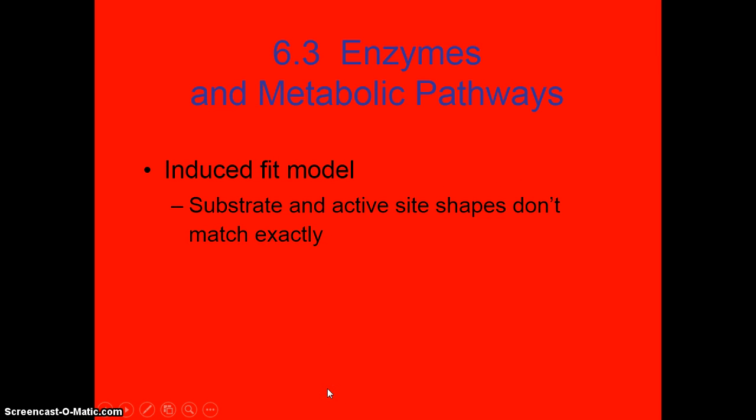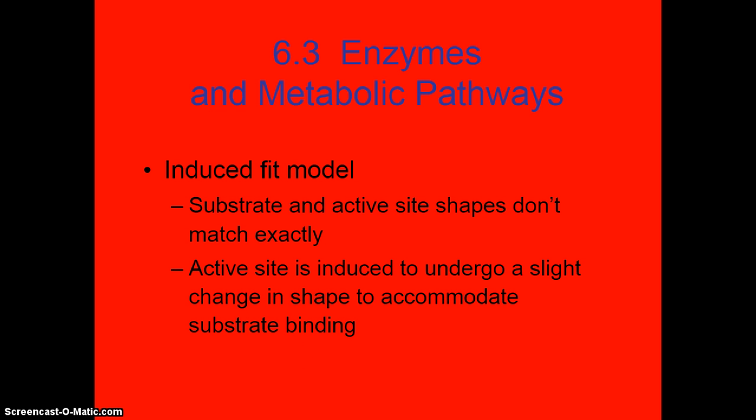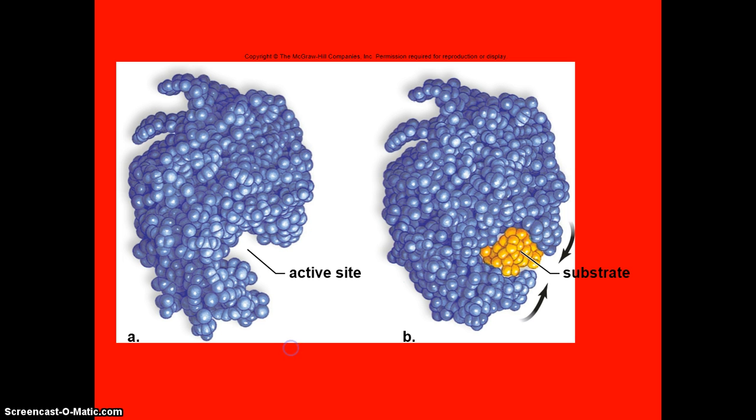There's a model called the induced fit model. There's a model called the lock and key model. The induced fit is the one that's more widely accepted right now. It says that the substrate and the active site shapes don't match exactly, but the active site is induced to undergo a little bit of a change in its shape to accommodate the substrate that's binding. And this change in shape helps the reaction to occur more easily.